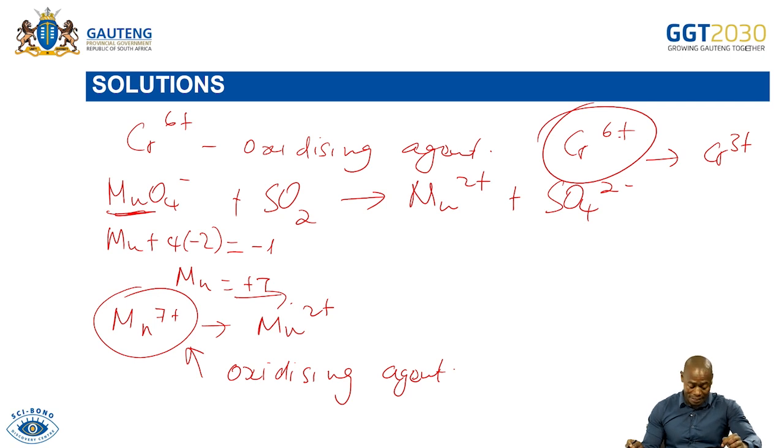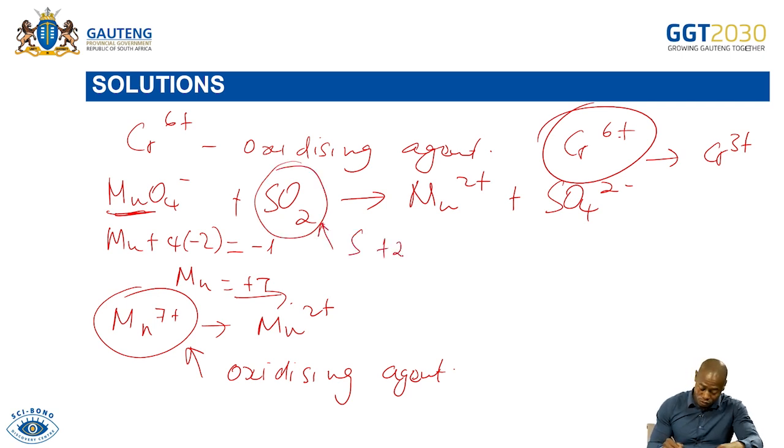Then now let's look at sulfur. So what is the oxidation number of sulfur here in sulfur dioxide? Sulfur plus 2 times -2 equals 0. Why is it equal to 0? Sulfur dioxide is a neutral compound. So sulfur here is going to be +4.